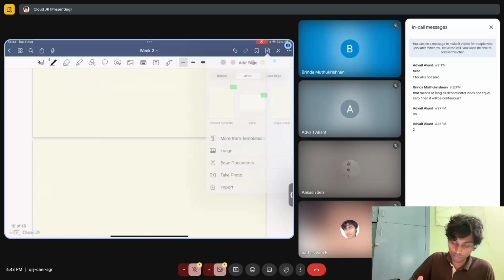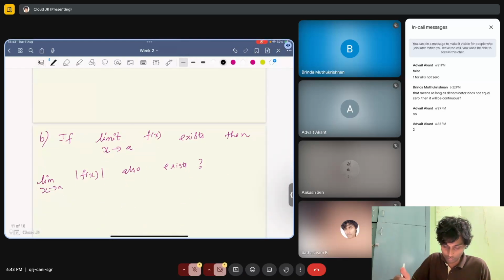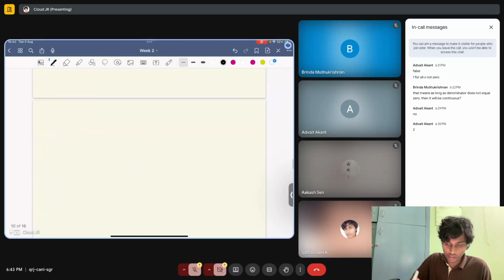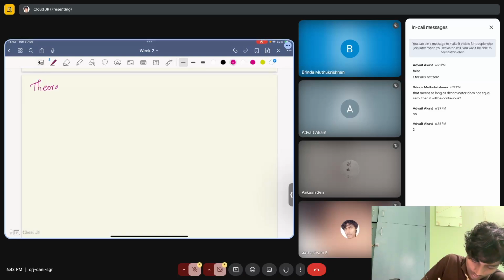But before I close the limit part, and probably there will be some more limits coming, I will introduce a small thing, so this might be useful. I didn't prepare much example for this, but there's a very useful theorem that you can use. It's called the sandwich theorem.